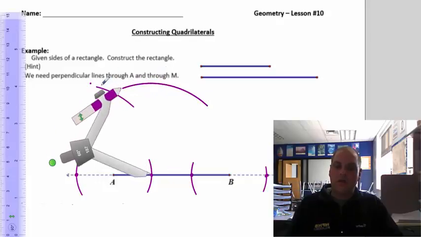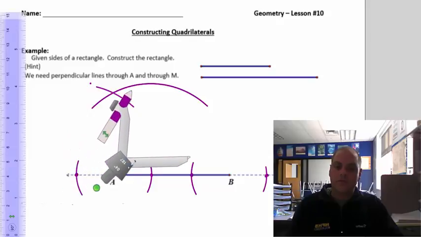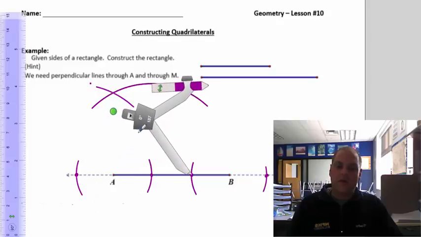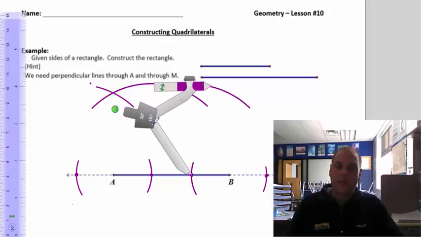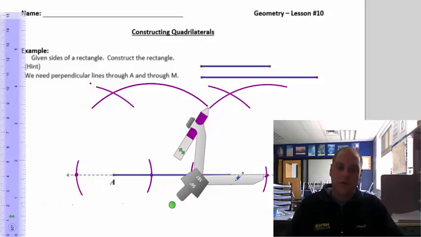And there we go. And then same thing from B. Alright, so boom. And then the other point on the other side of B. And boom. Okay.